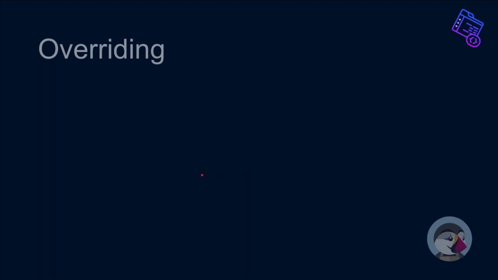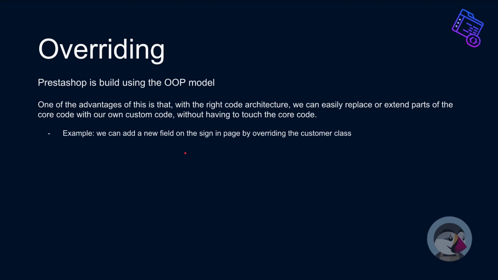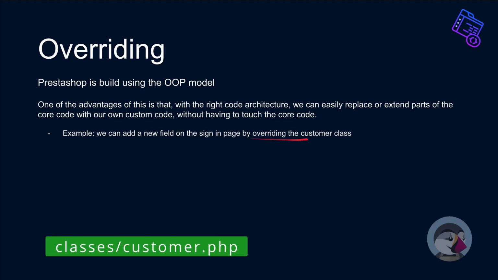Okay, now let's move on to overriding. So what is overriding? First of all, PrestaShop is built using object-oriented programming. One of the advantages of this is that it allows developers, with a good combination of code and well-architected code, to easily replace or extend parts of the core code of our PrestaShop without actually having to modify the main source code of PrestaShop. So for example, we can add a new field to our customer sign-in page or registration page by overriding the Customer class.